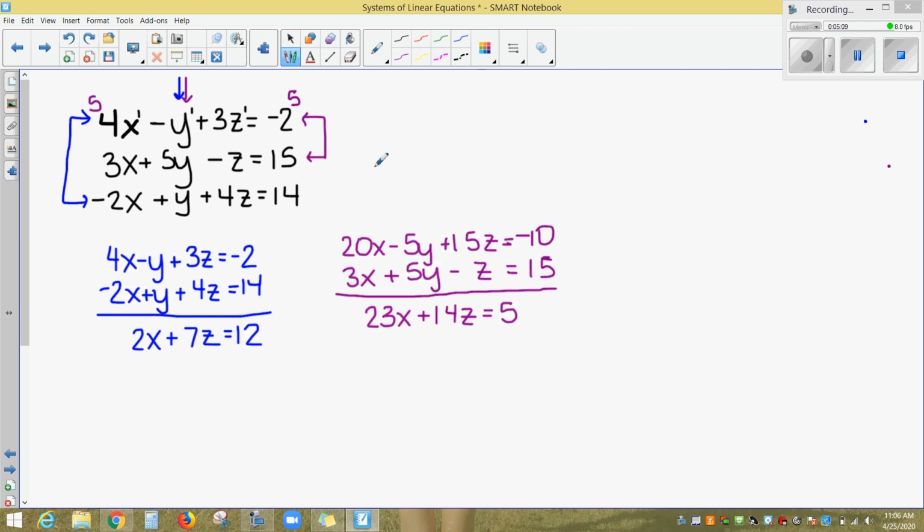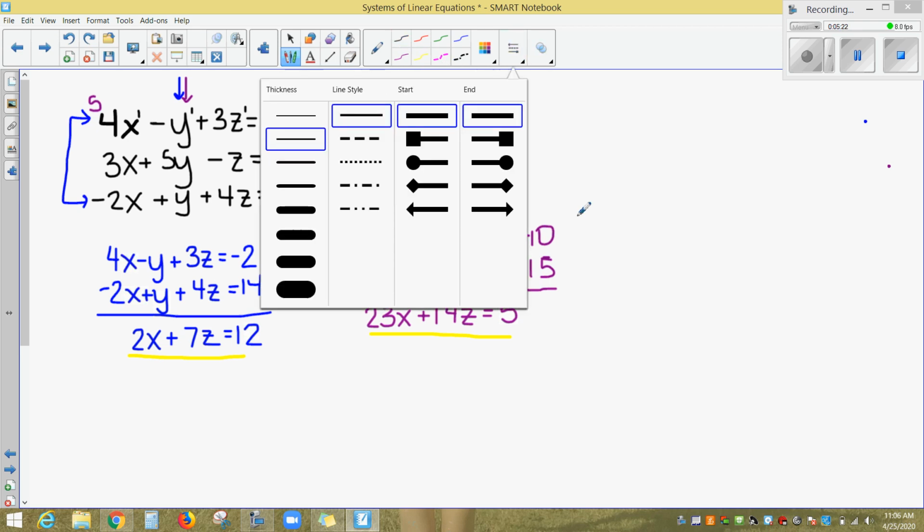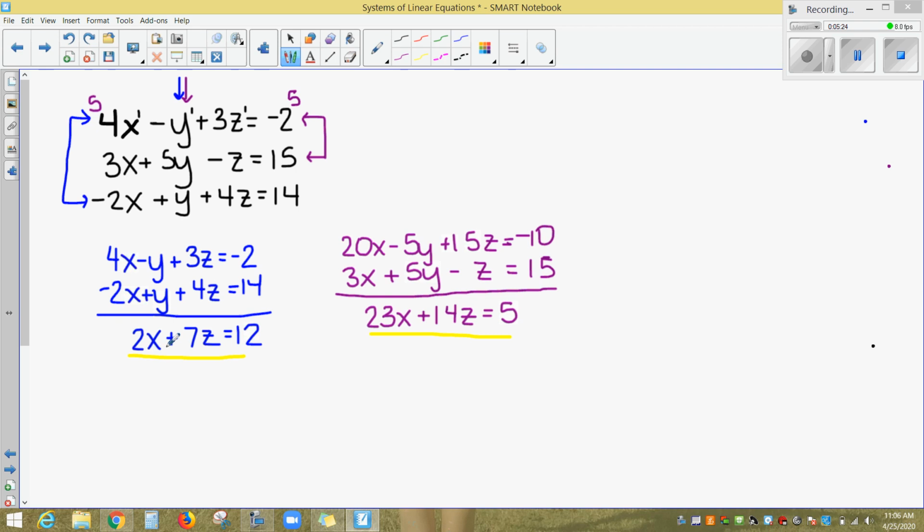So what I have now, I have two equations. This one has x's and z's. This one has x's and z's. Okay. What we'll do now is the same thing that we did in the last set of videos. If I have two equations and two letters, I know how to deal with that. Maybe I'll write them separately over here so we can look at them and see them more clearly.